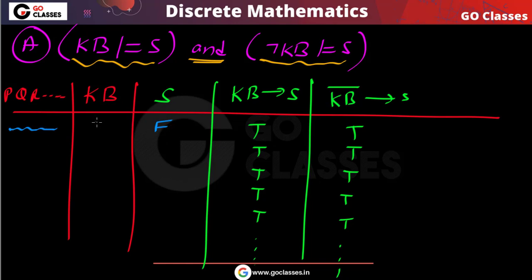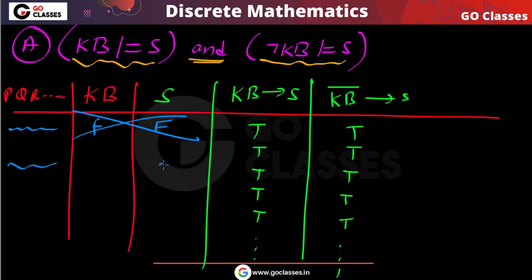What is the problem? If s is false, let's assume the knowledge base is false. Then in this situation this will be false, because the knowledge base is false. For the first row, the knowledge base is false and s is false, so the negation of the knowledge base will be true. True implies s is false, so true implies false is false. So this situation is not possible.